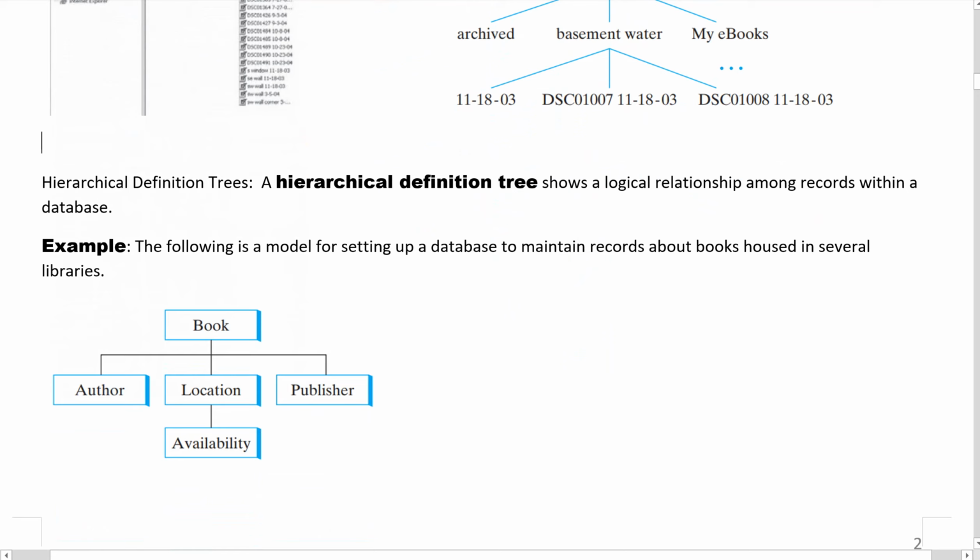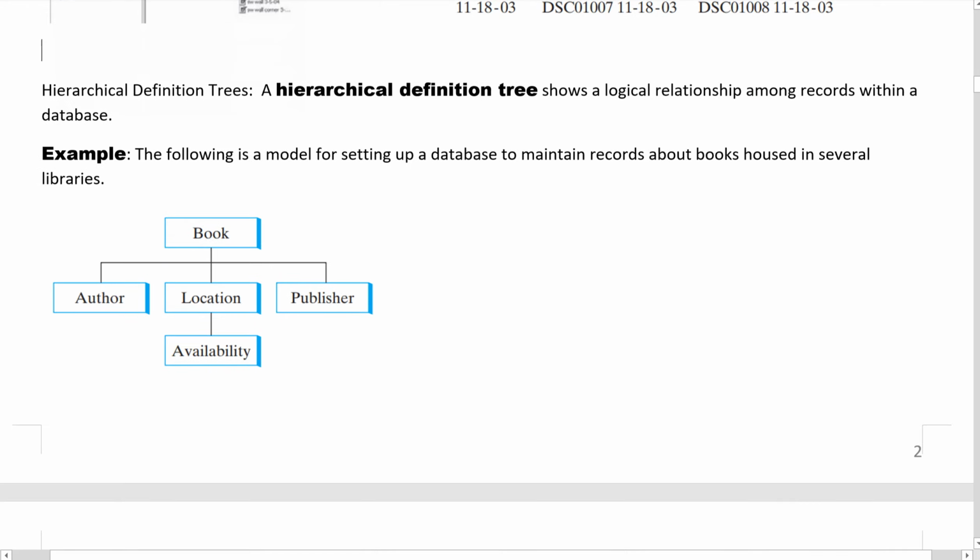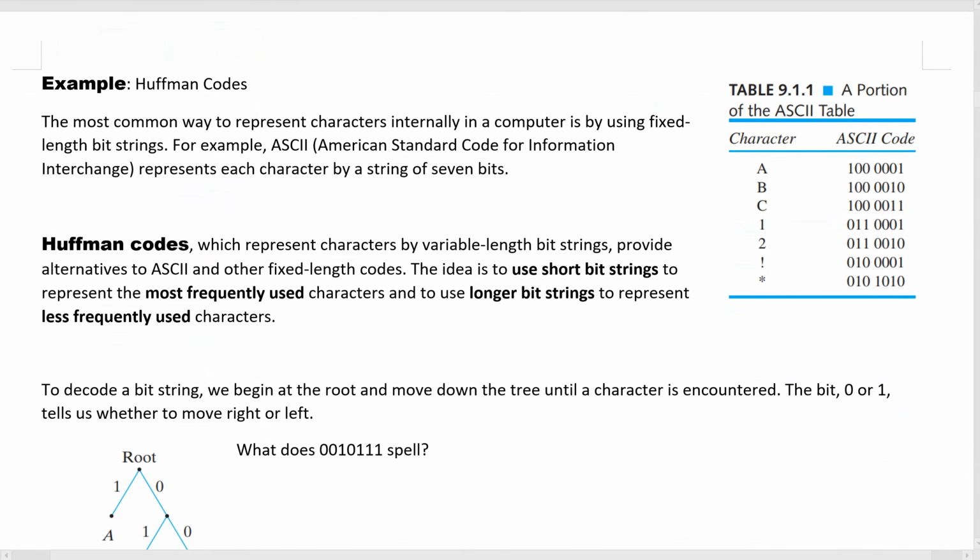A hierarchical definition tree shows logical relations among records within a database. Example. The following is a model of setting up a database to maintain records about books housed in several libraries. So we have books, and then for a book we have author, locations, and publisher. And for the location is either available or not available. Okay, so this is the example. You can see so many trees that are so useful.